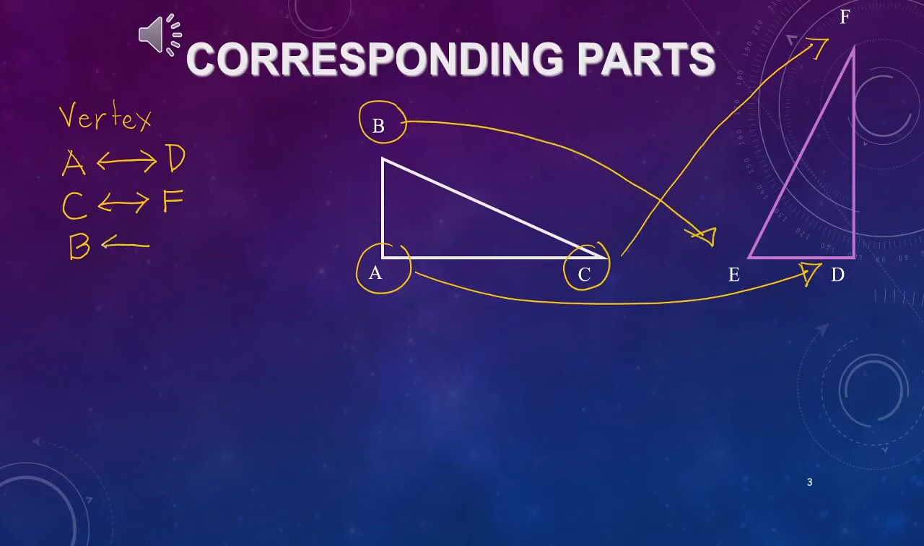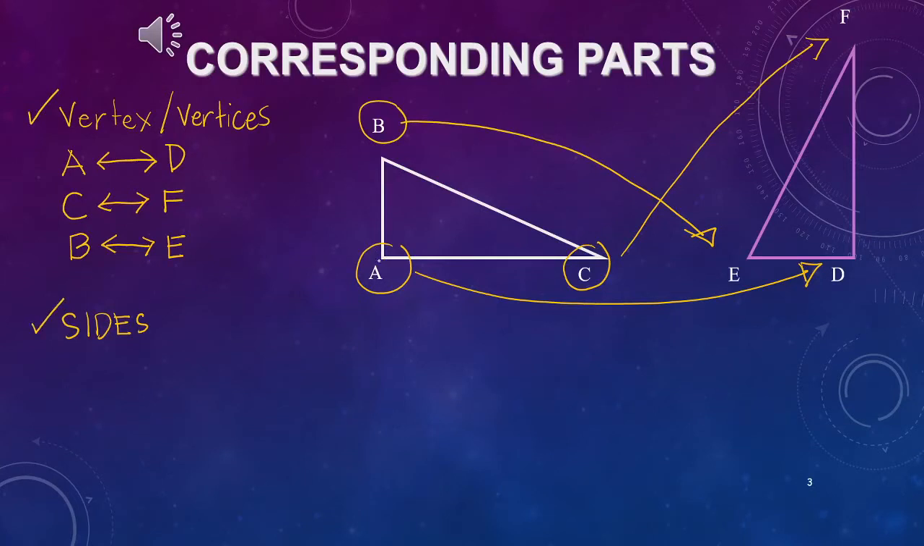Dili na siya pwedeng magbali-bali, ha? Dapat the partner of A should be D, C should be F, B should be E. Now this time, let's go to the sides. So we are done with the vertices. Let's have the corresponding sides.